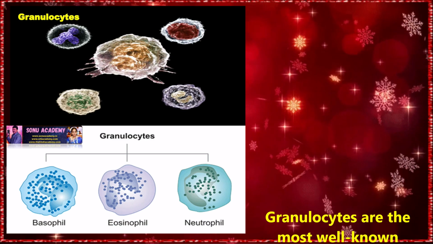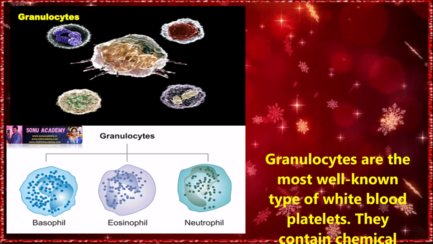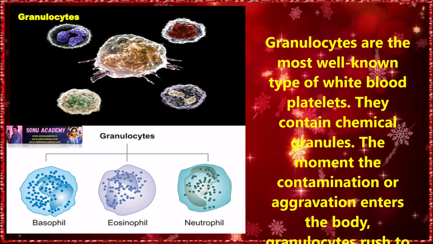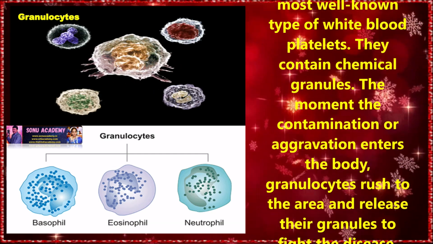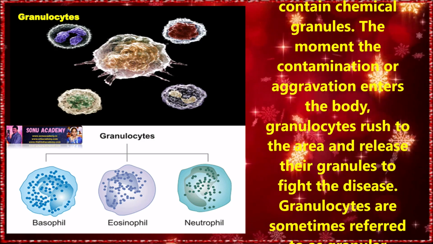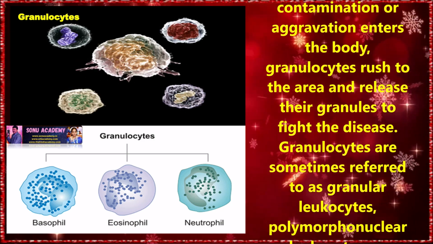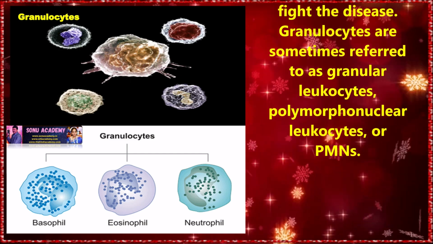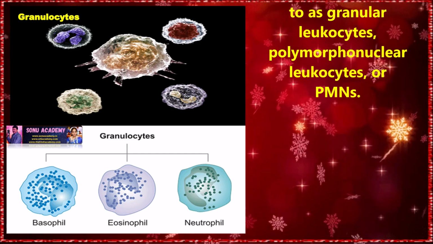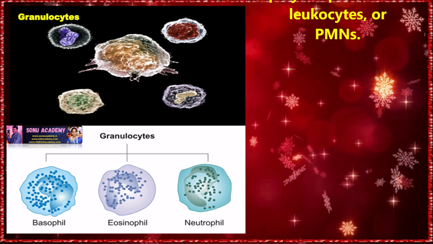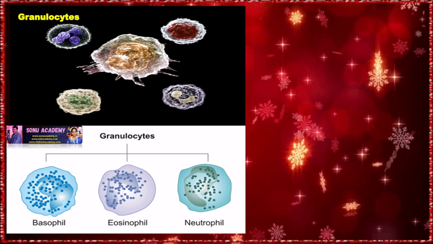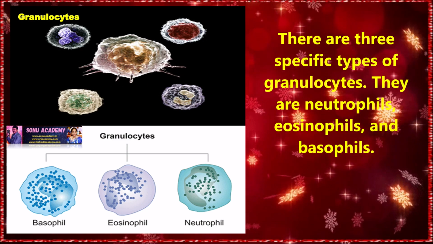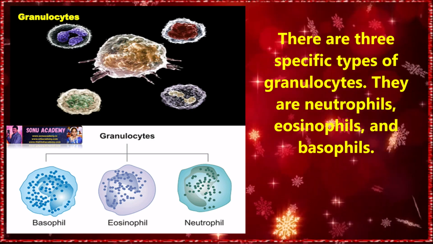Children, let us discuss granulocytes. Granulocytes are the well-known type of white blood cells. They contain chemical granules. The moment contamination or irritation enters the body, granulocytes rush to the area and release their granules to fight the disease. Granulocytes are sometimes referred to as granular leukocytes, polymorphonuclear leukocytes, or PMNs. There are three specific types of granulocytes: neutrophils, eosinophils, and basophils.